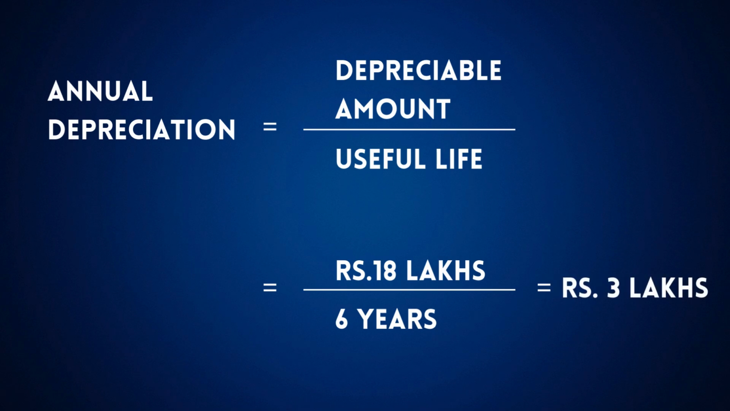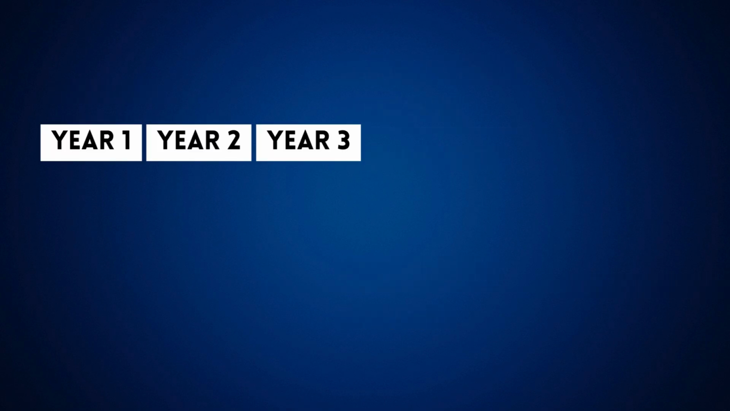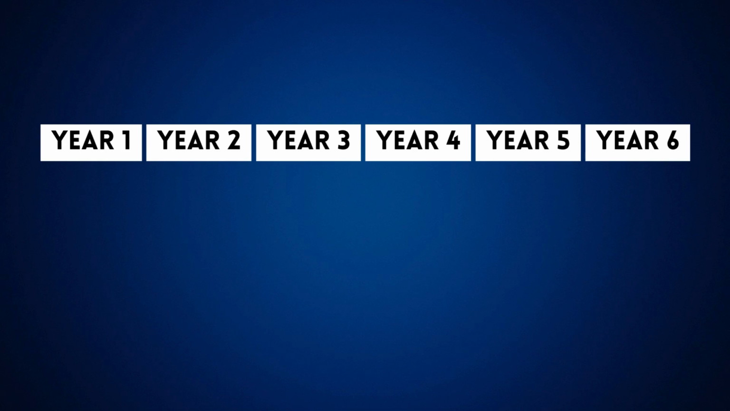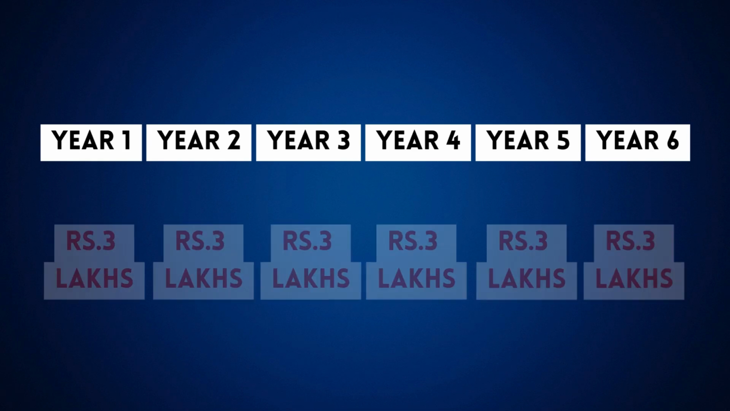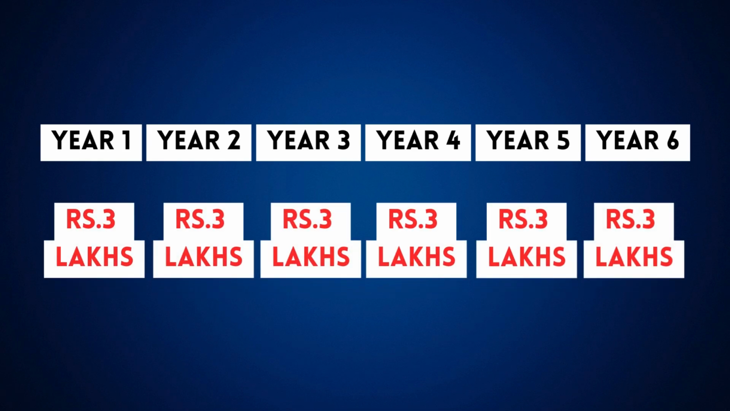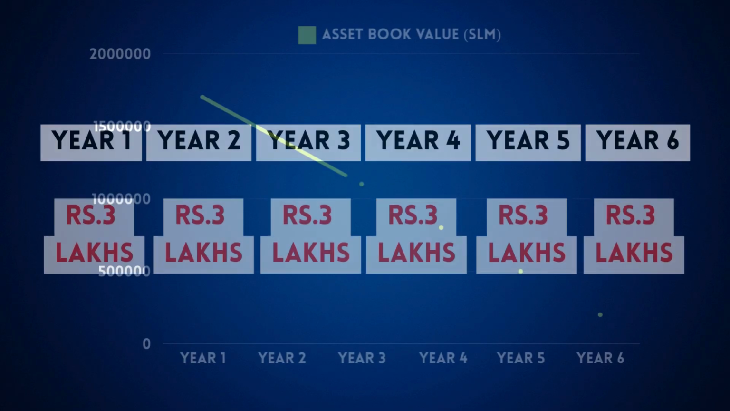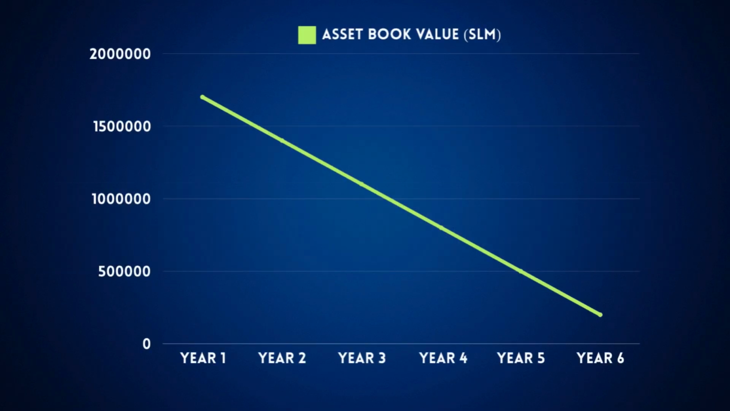This is called the straight line method of depreciation, where an asset's depreciable amount is allocated equally over its useful life. In the straight line method, there is equal depreciation expense every year, and hence the book value of an asset gets depreciated uniformly over the years during useful life.